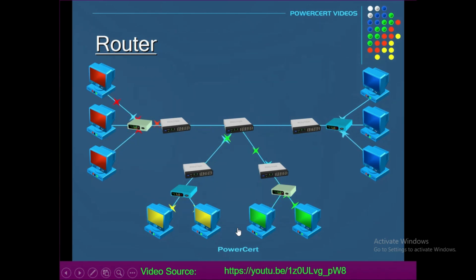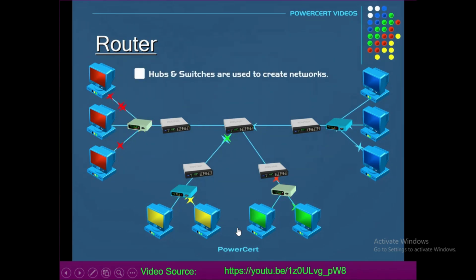So in conclusion, hubs and switches are used to create networks, while routers are used to connect networks.